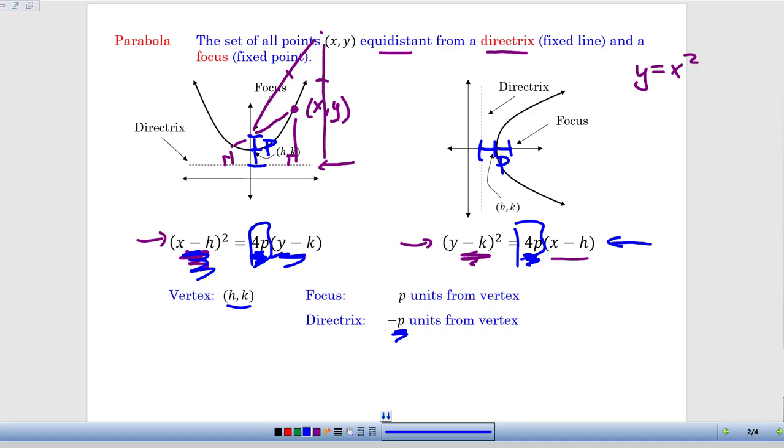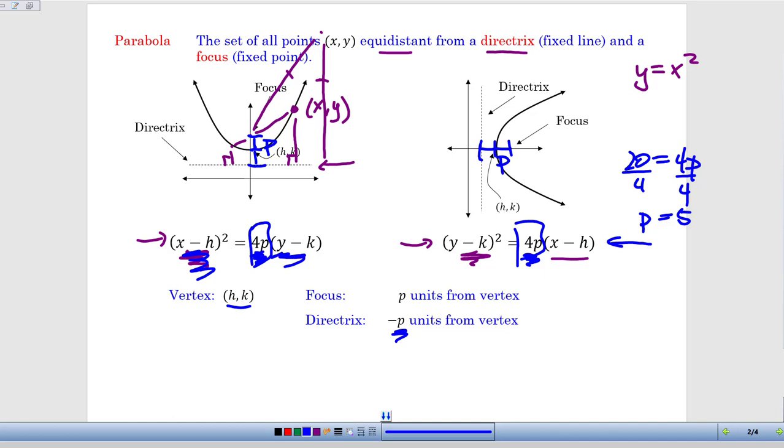So if the number in that 4p position in the equation is 20, you take that number and set it equal to 4p. If we then divide both sides by 4, we get p equals 5. That means the focus for that parabola is going to be 5 units away from the vertex. And then the directrix is going to be the opposite of that. It's going to be negative 5 units away. And p could turn out to be a positive or a negative number. It could be either one.